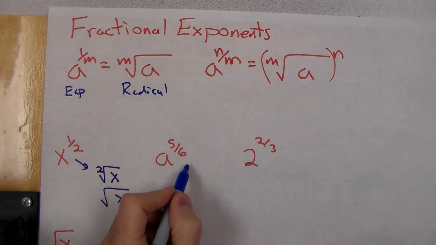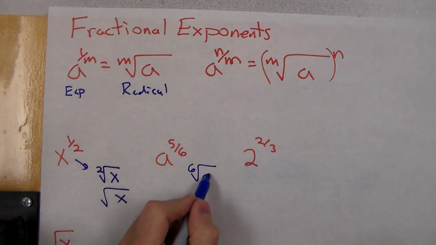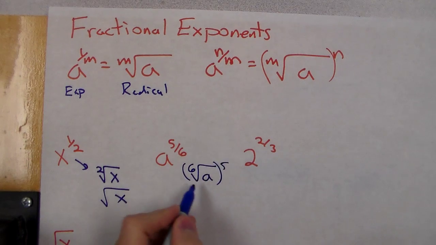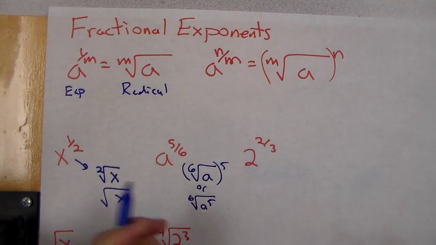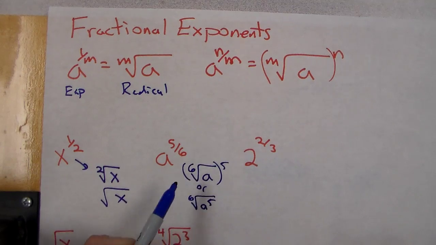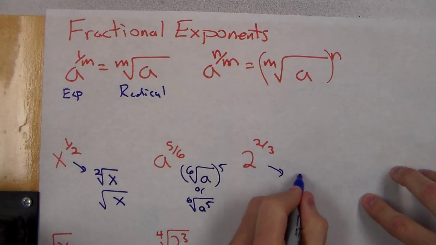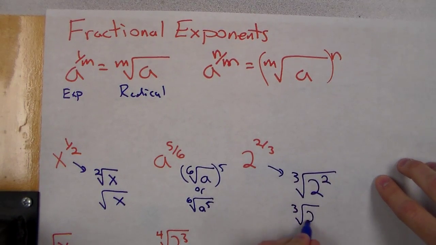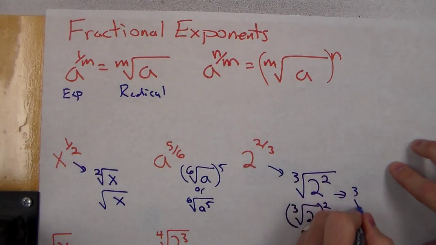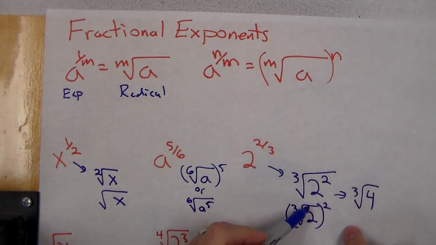A to the 5 over 6 becomes the 6th root of a to the 5th, or you could write the 6th root of a to the 5th on the inside. They both mean the same thing, but the important thing is the 6 is the root and the 5 is the exponent. 2 to the 2/3 becomes the 3rd root of 2 squared. You could also write the 3rd root of 2 squared. Both of these lead to the 3rd root of 4 because 2 squared is 4.